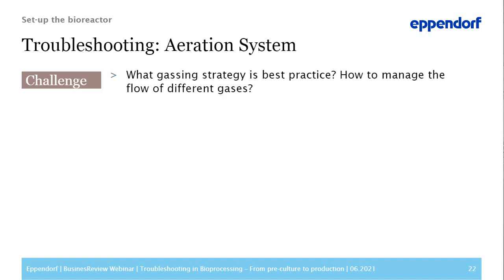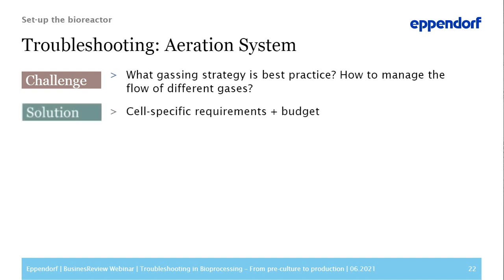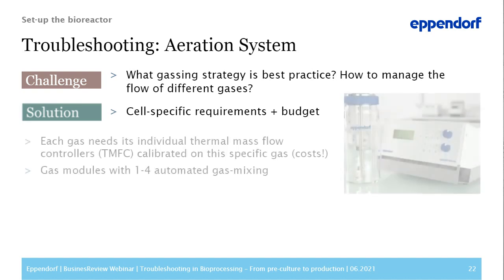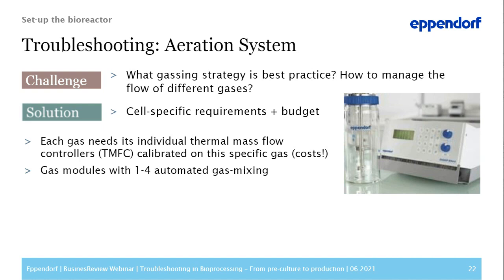So the next part to think about for aeration is the gassing strategy. How do you choose the best gassing strategy in your run? Again, that depends on your cell type as well as the budget. The best and the most optimal method is to use individual thermal mass flow controllers, or TMFCs, which will measure your gas flow rates and are calibrated for each specific gas. However, these TMFCs are costly and budget often dictates how many TMFCs should be chosen, along with, of course, the cells that are being cultivated.